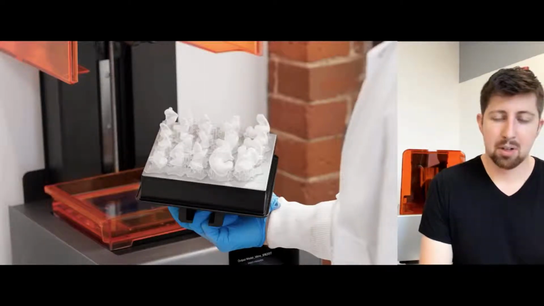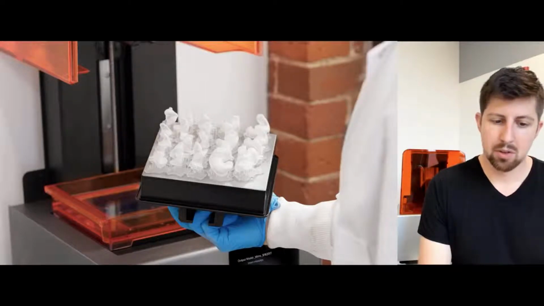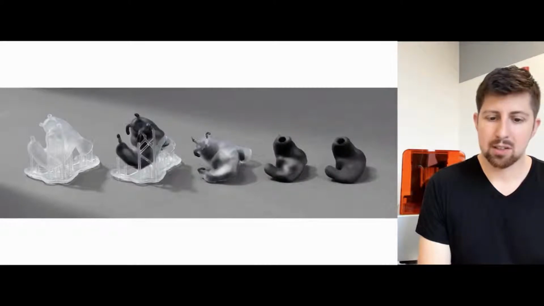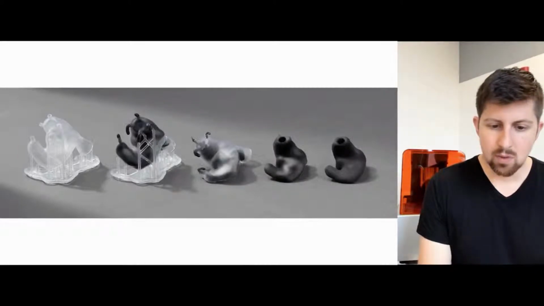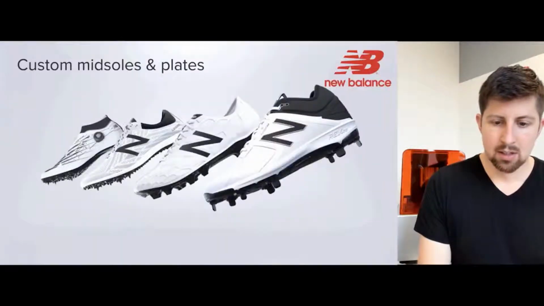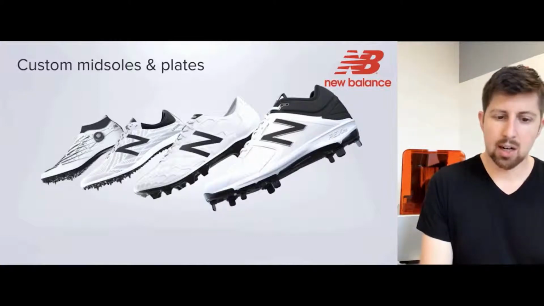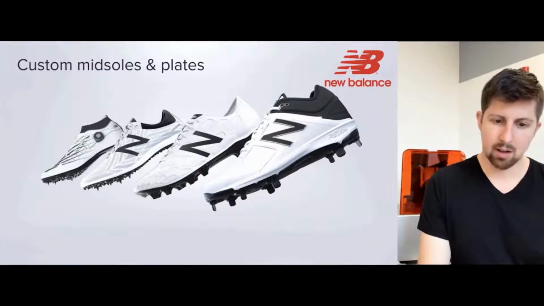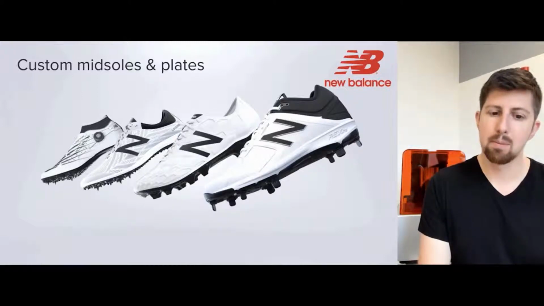So this is an example of using a Form 2 to print these really thin-walled shells that are a mold. You inject silicone into this mold and it breaks away, and then you have an earbud left behind. So this is an example of just how customized it can get to fit specifically an individual's ear. Generally it's going to be these kinds of customization applications where the current costs of 3D printed parts become better aligned with consumer pricing.